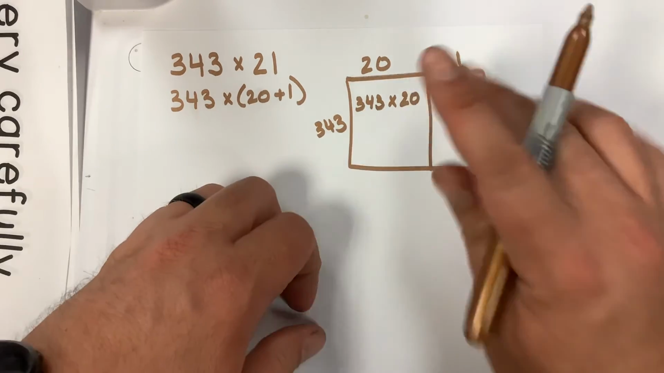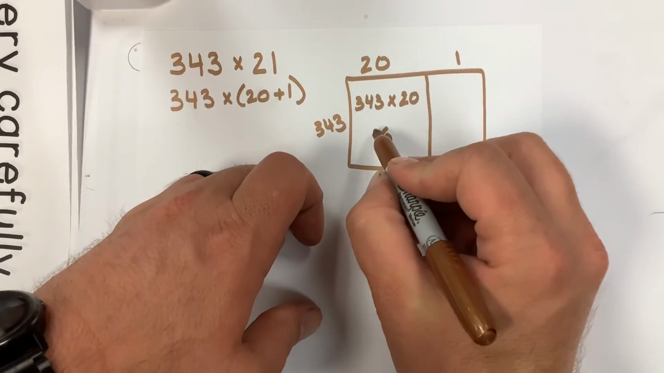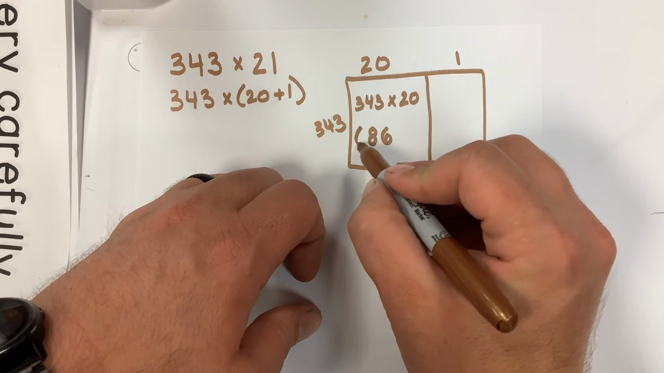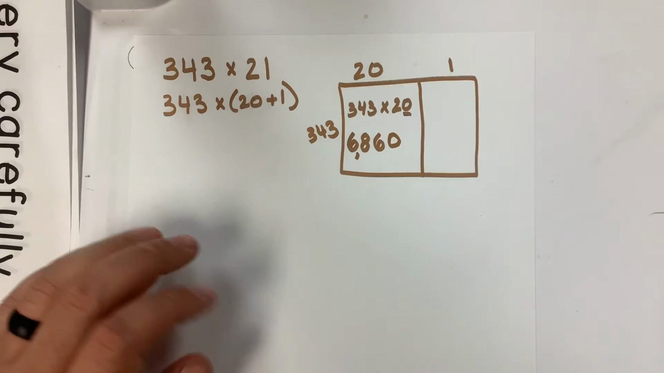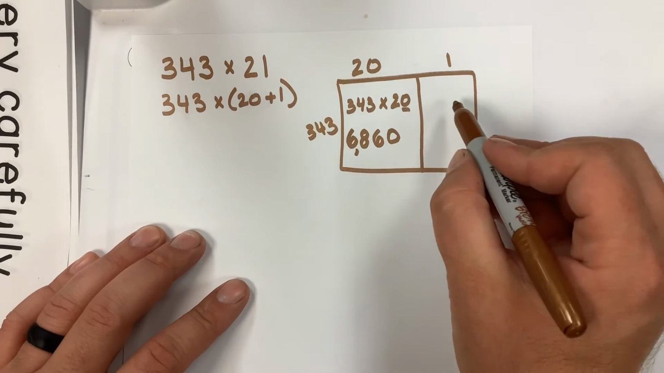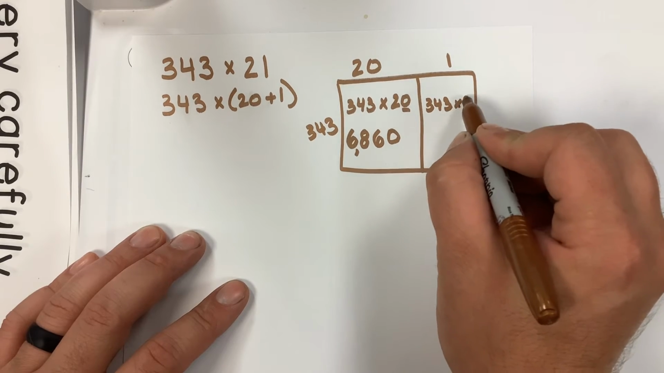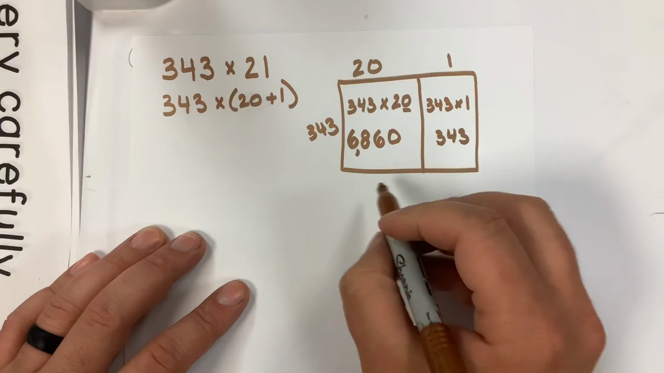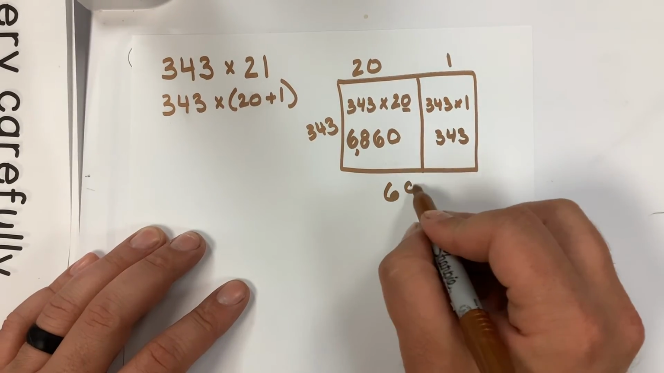2 times 3 is 6. 2 times 4 is 8. 2 times 3 is 6, and then I add back a 0 to get 6,860 as my first partial product. Then in the other box, I'm doing 343 times 1, which just gives me 343. Well, I got my two partial products. Now I need to add them together.